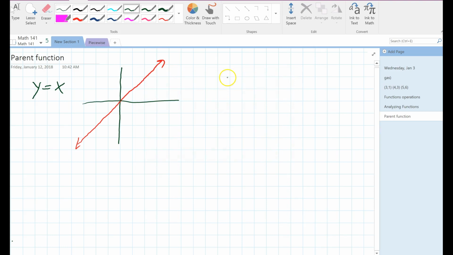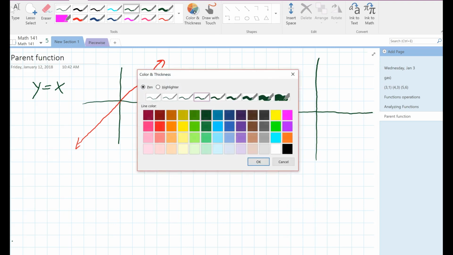The second one is y equals x squared, and I say second, but they're not necessarily in any particular order. That's just the way I'm doing them. I'm doing them as they come to my head, not in any kind of specific purposeful order.